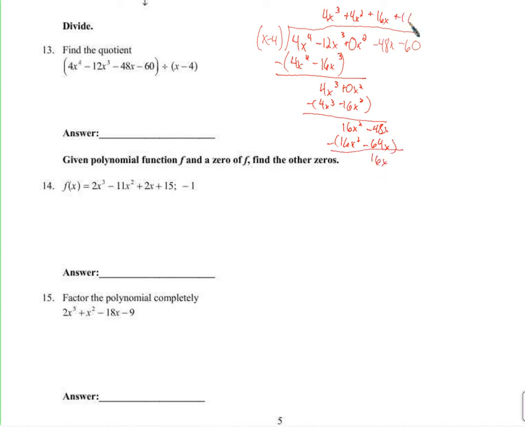So we put a 16 there. 16 times x is 16x. 16 times negative 4 is negative 64, but we want to get negative 60, so we are off by 4. A 4 that we can't possibly get, because anything we put here we'd have to multiply by x, and we can't get a 4 when we multiply by x. So we get the remainder of 4 over x minus 4. So this is what I would put right there.